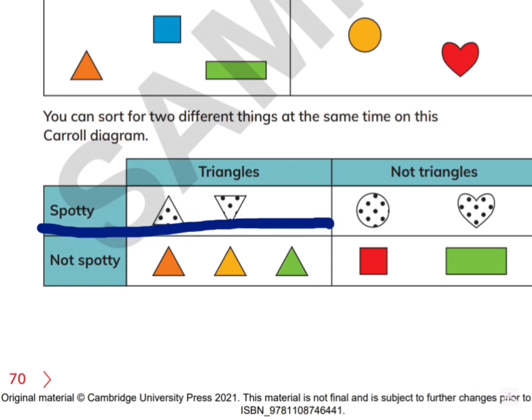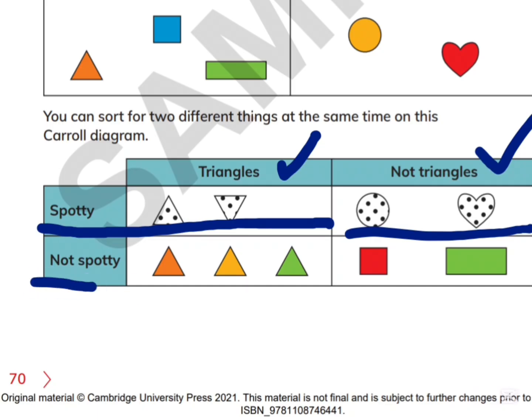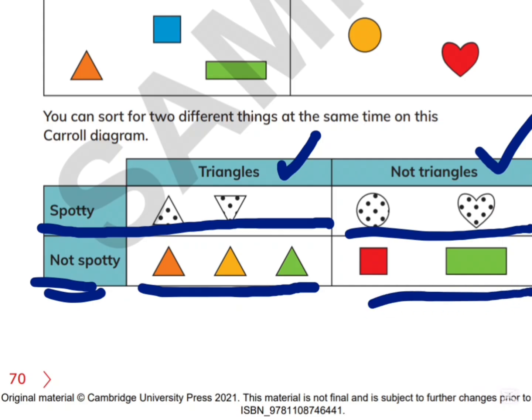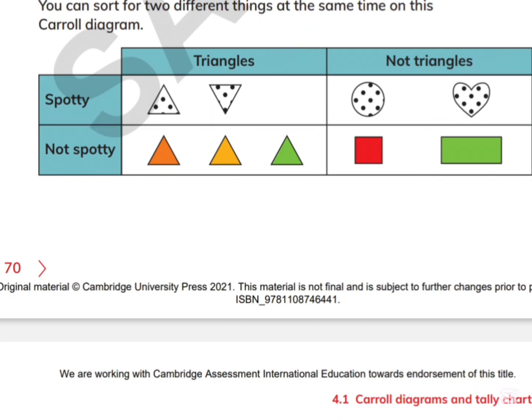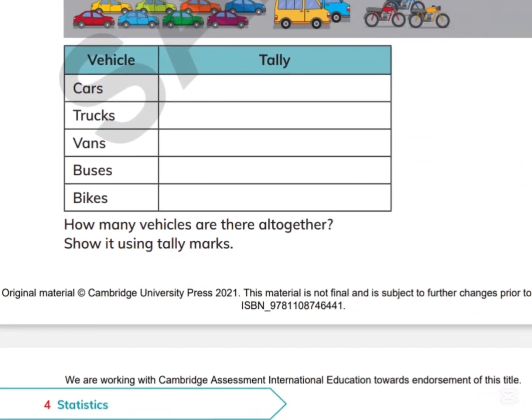spotty, triangle, spotty, not triangle. Spotty means the shape which has spots on it, a simple thing. Not spotty, triangles: it should be a triangle, but it does not have spots. Not spotty and not triangles means it should not have spots, and it should not be a triangle as well. Okay, all right, everything is clear. This was page number 70. Now we are moving towards another page. This is page number 71.